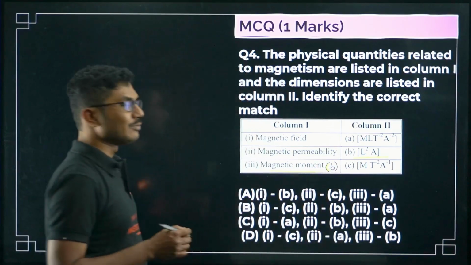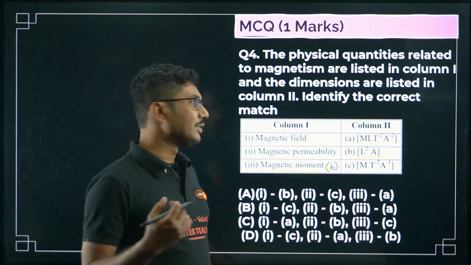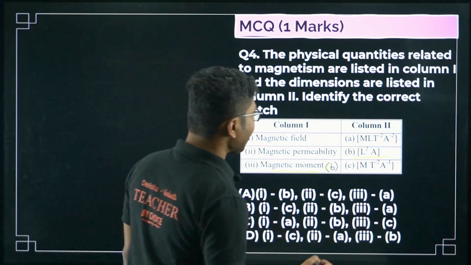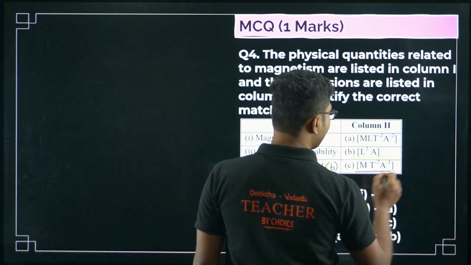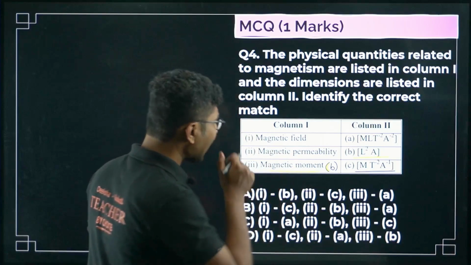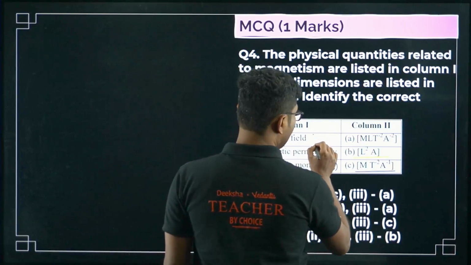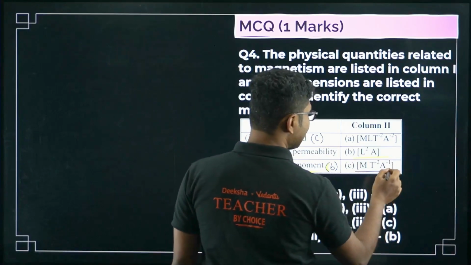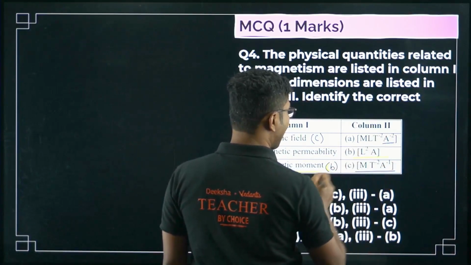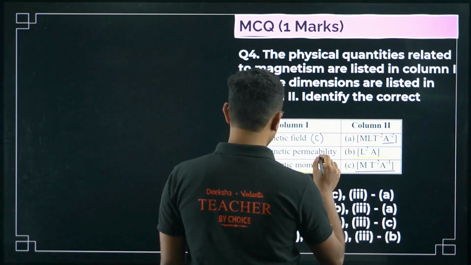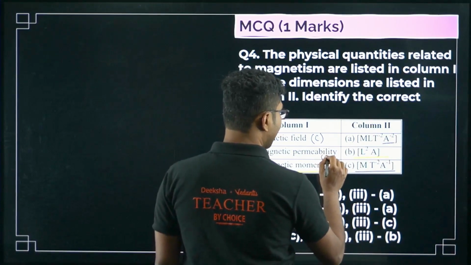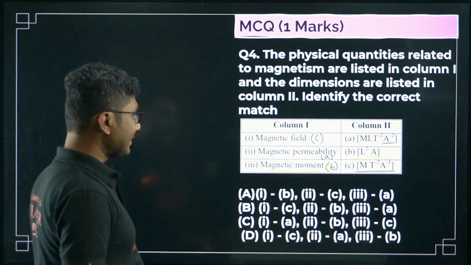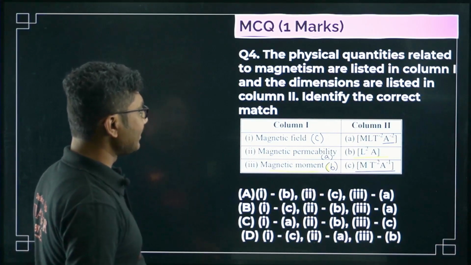So as soon as I can see one identifiable matching, we will do the matching as immediately as possible. Now magnetic field is given by M T to the power minus 1 A to the power minus 1. So magnetic field will match with option C, and magnetic permeability is basically same as magnetic field, only 1 extra ampere in the division. So magnetic permeability will be option A. So 1 is matching with C, 2 is matching with A, and 3 is matching with B.